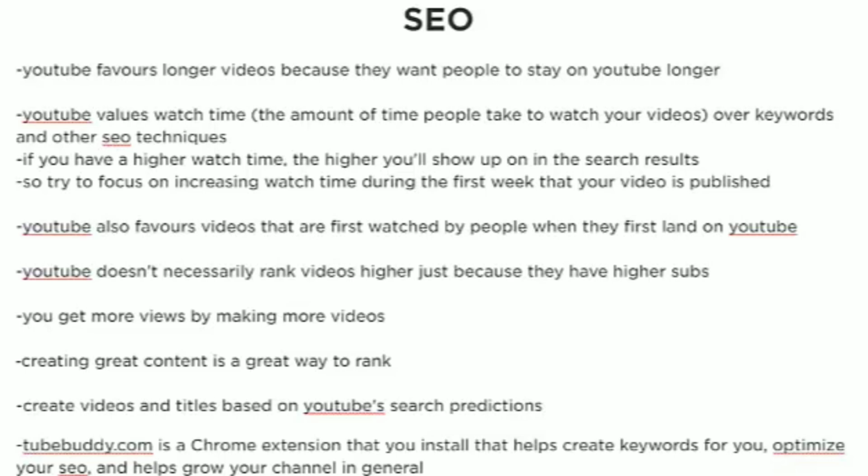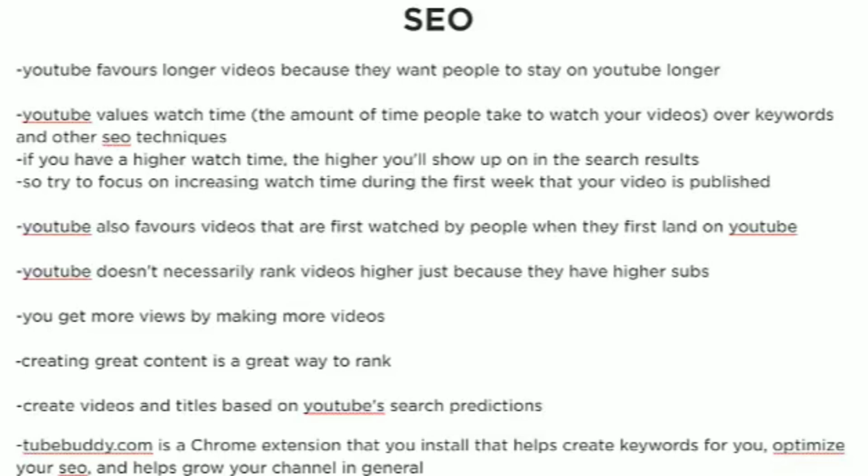Okay, so first thing is YouTube favors longer videos because they want people to stay on YouTube longer. It makes sense, right? YouTube also values the watch time, which is the amount of time people take to watch your videos, and they prefer this over keywords and other SEO techniques. If you have a higher watch time, the higher you'll show up in the search results. So try to focus on increasing your watch time during the first week that your video is published.